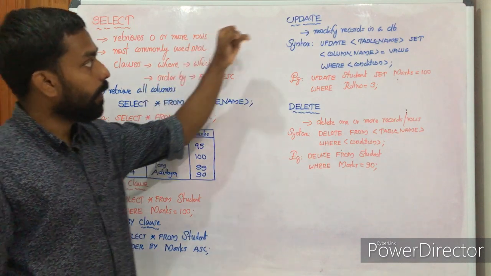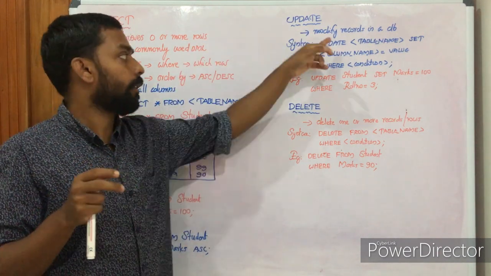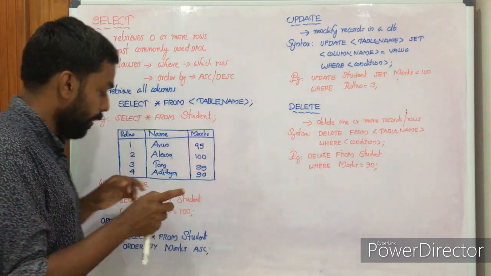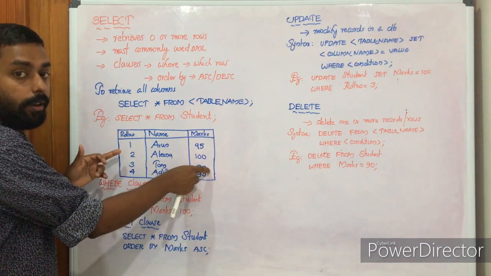The second one, update. Update is used to update the data records or rows. Here is the syntax. Then the example: update student set marks equal to 100 where roll number equal to 3. It searches for roll number 3 and updates the marks, whatever they were, to 100, right?